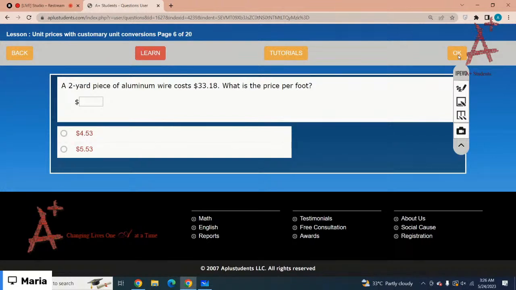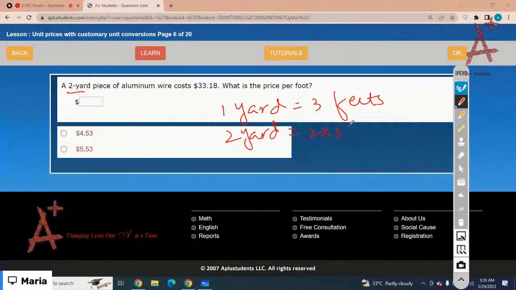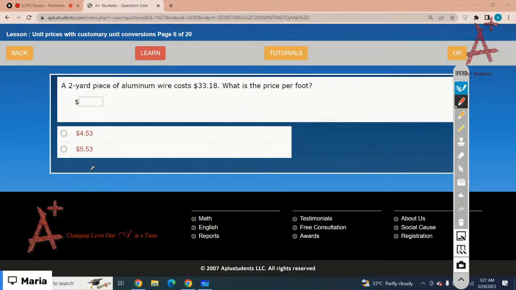Okay, a 2-yard piece of aluminium wire costs 3.18. What is the price per foot? So basically that is a conversion from yards to feet. One yard equals 3 feet. Got it? One yard equals 3 feet. So here you have 2 yards. It would be 2 times 3 equals 6. So divide this value by 6. It would be 0.53. So the correct option is 0.53.